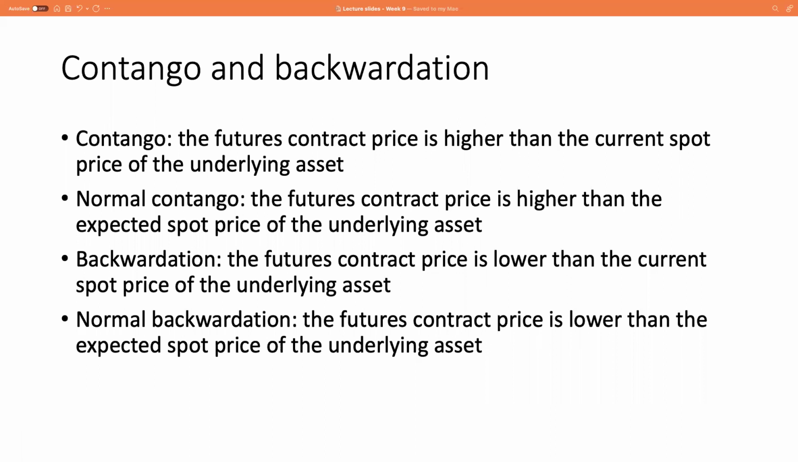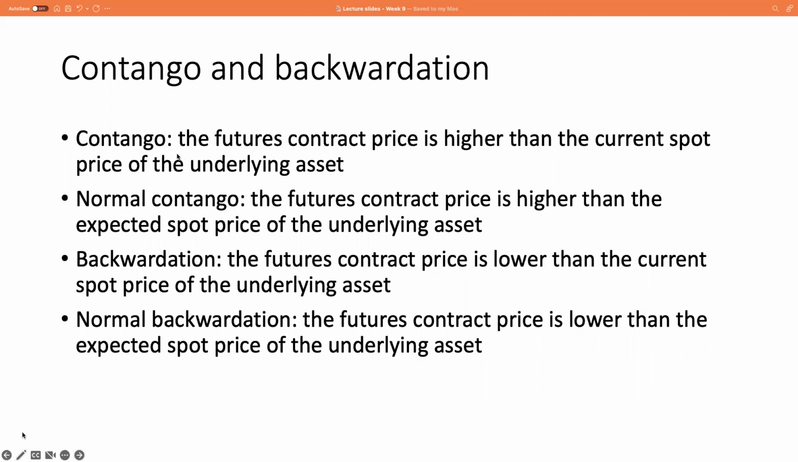So in this video, we're going to talk about two terms, which are contango and backwardation. These are terms that we may encounter when working with futures contracts. So let's look at these terms.